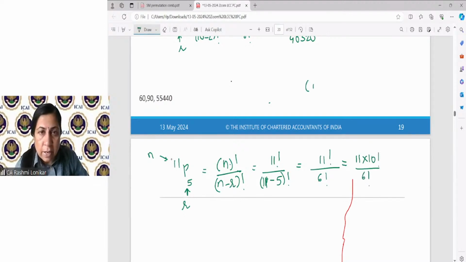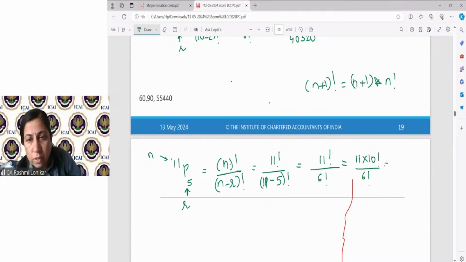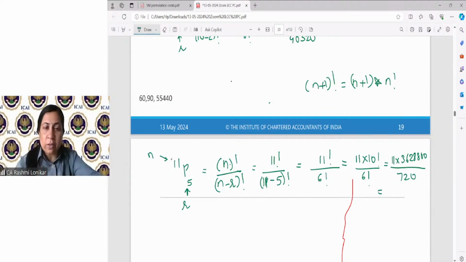Okay, n plus 1 factorial is n plus 1 into n factorial. How much is 10 factorial? I know 11 into 3628800 upon 6 factorial. How much is 6 factorial? 720. So how much is this? Can we find out? 3628800 divided by 720 is equal to 5040, into 11. This is 11 into 5040. 11 into 5040 is 55440.